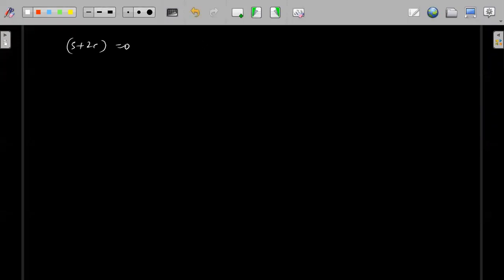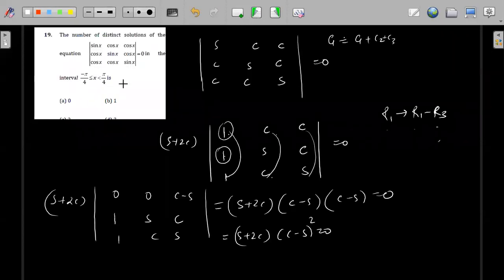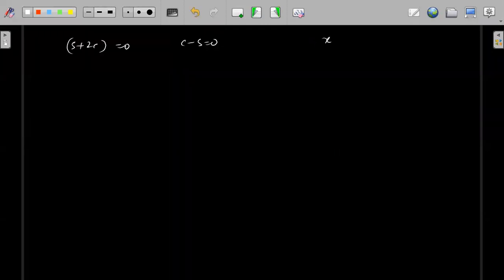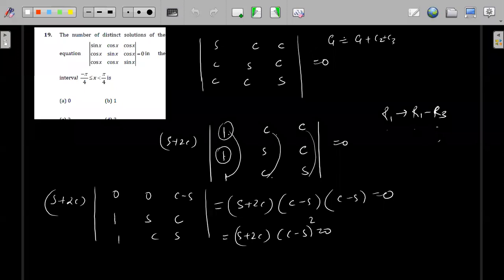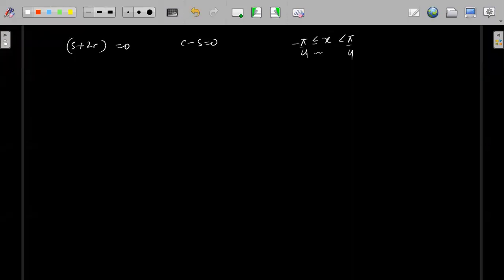Either s plus 2c is equal to 0 or c minus s is equal to 0. Yes, c minus s means c minus s whole square. Now they have already given that x belongs to minus pi by 4 to pi by 4. I think minus pi by 4 is included. Remember, these are very important: included 4 and excluded 1. So when I take this one, s is equal to minus 2c.